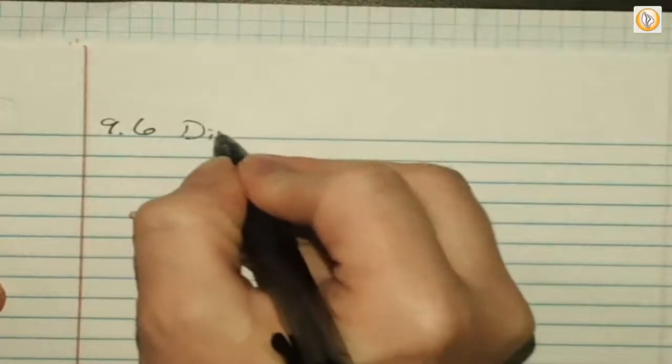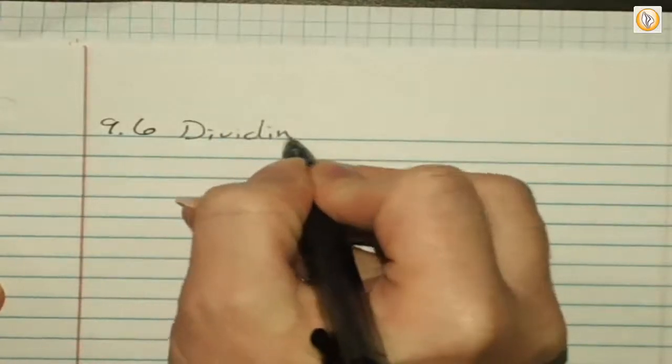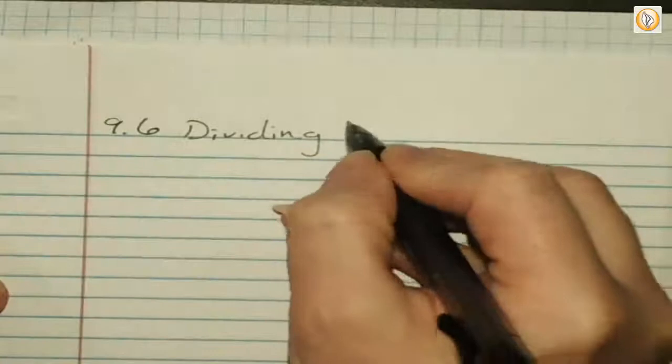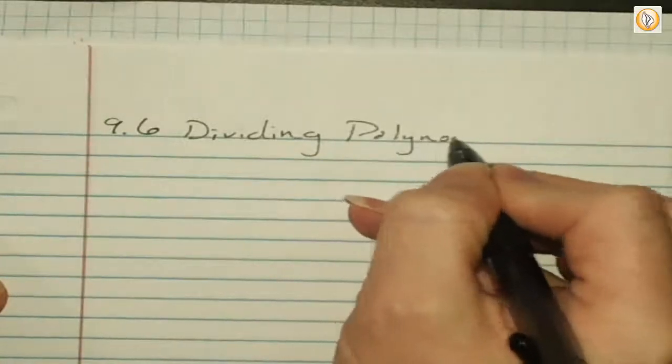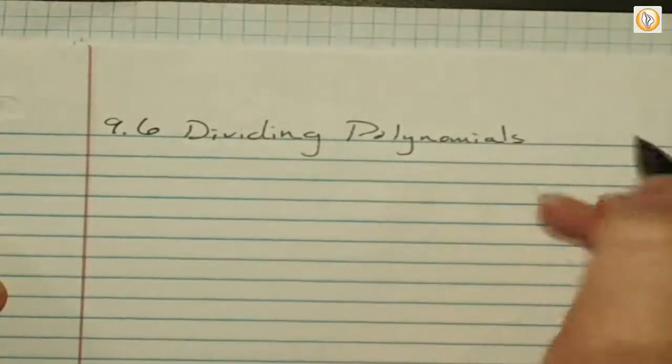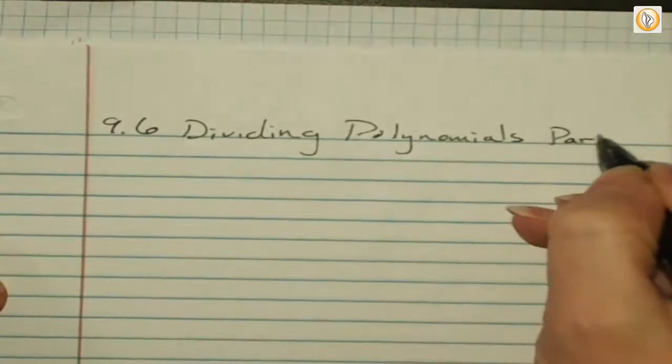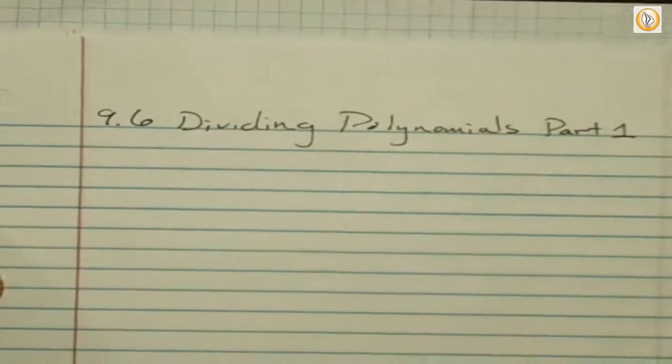9.5? Okay, we're doing 9.6. Oh, we're skipping 9.5? We're dividing polynomials. And I'm doing part 1 today.